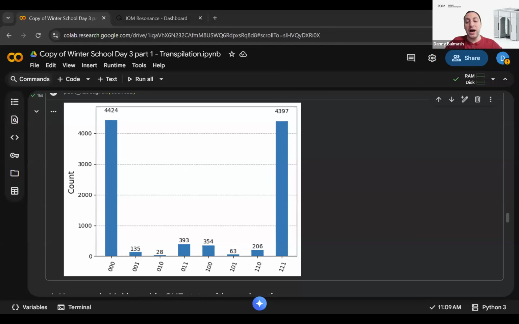Yeah, the queue might be big. Take a look at the queue for Garnet and for Emerald and decide which machine you want to run on. You might be able to get a shorter queue by running on a different machine.